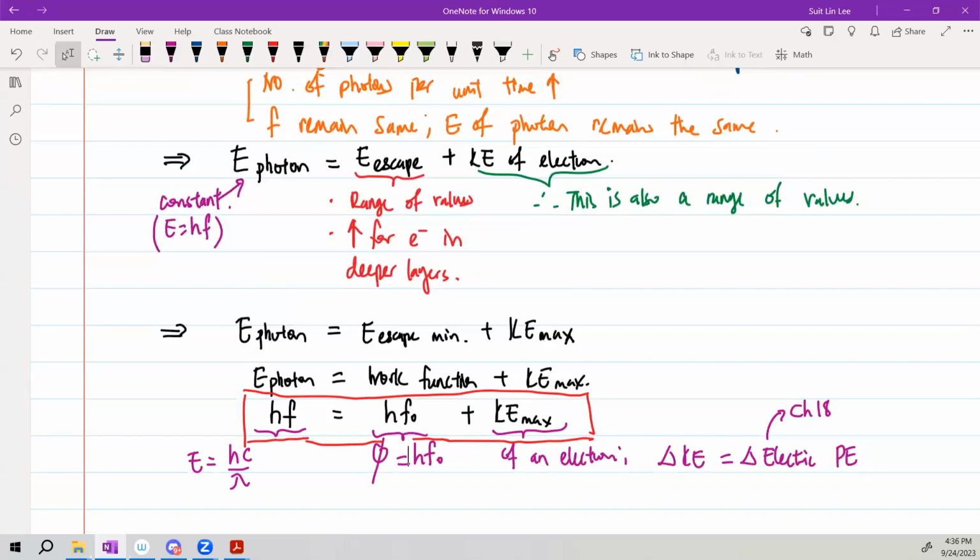So for the topicals, we'll start with page 38. Let me print it out first.